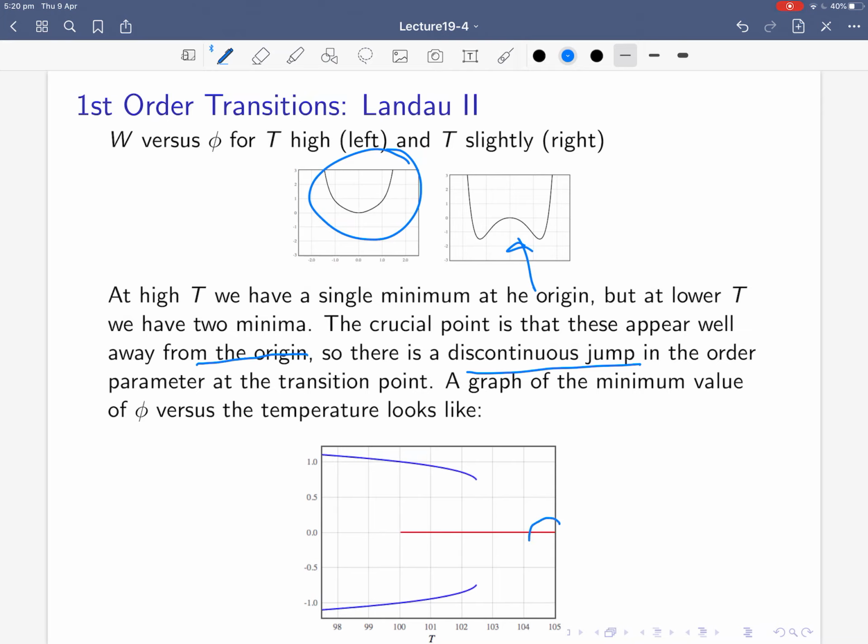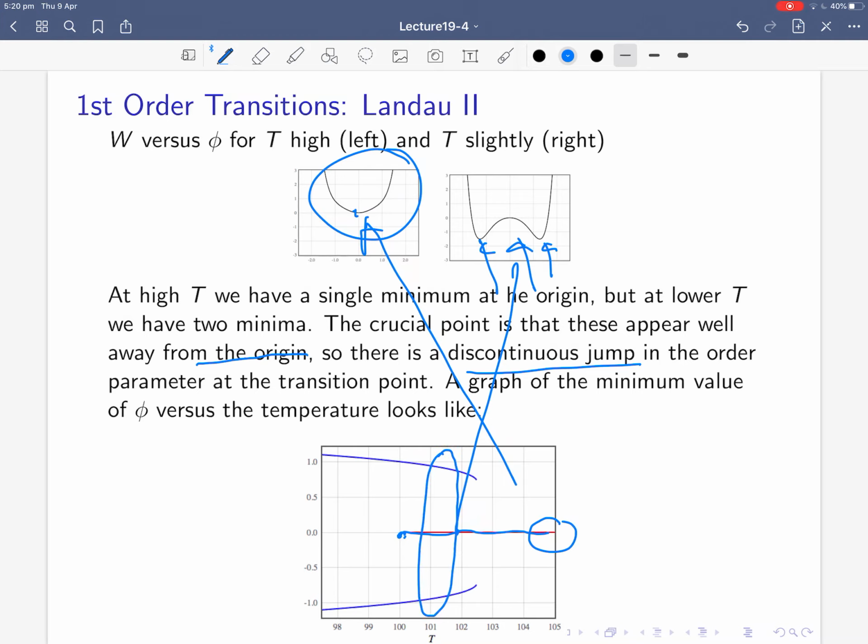So a graph of the minimum value of phi versus the temperature looks like this. At high temperatures, we only have the minimum at the origin, which is that one. As we cool the system down, at this point, for example, other minima start appearing. If we cool it down enough, then the minimum at the origin completely disappears. So that's where this spinodal point is.